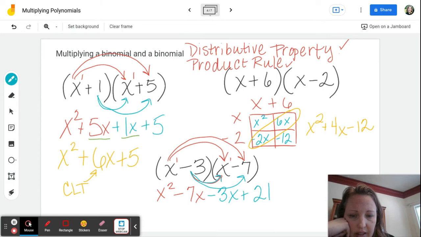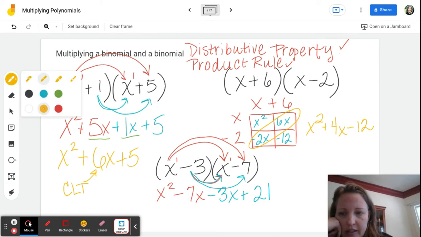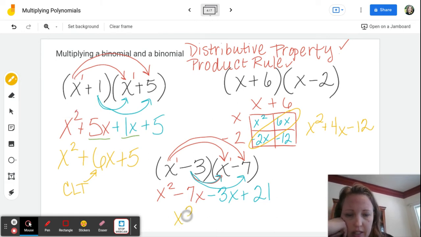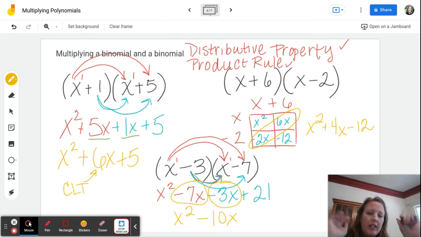Okay, so we have a final answer here, x squared, and we're going to combine like terms, right? We have a negative 7x and a negative 3x. So we have a negative 10x. Don't square it. That's a common mistake. Just combine like terms and keep it like it is.